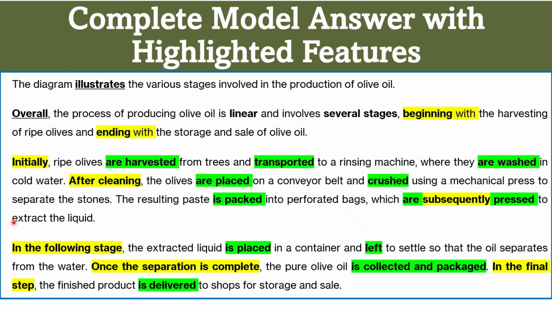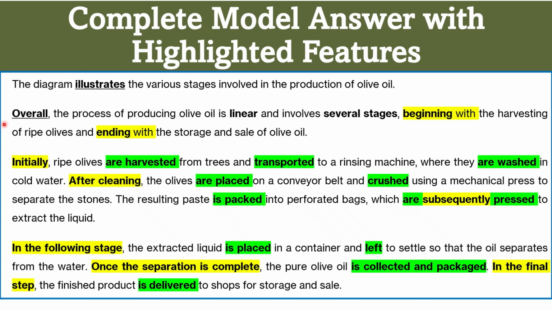Now, all passive verbs and key process verbs have been marked in green. Examples include are harvested, are washed, are placed, is packed, are pressed, is left, is collected, and is delivered. You will also notice two important words near the beginning of the essay. The verb illustrates is used in the introduction to paraphrase the task. It's an effective and formal alternative to shows.